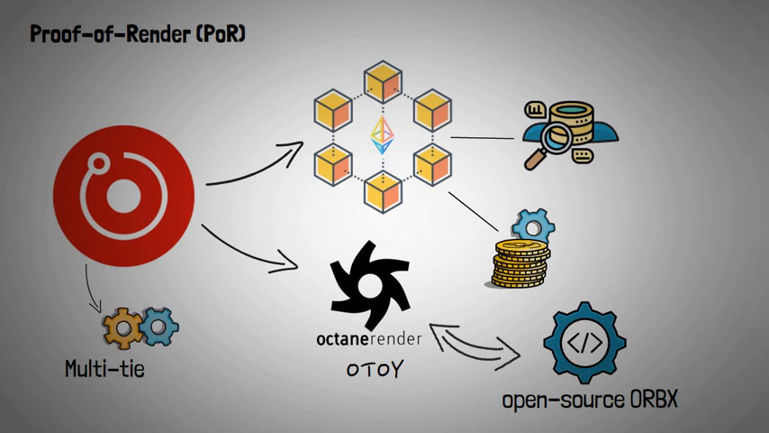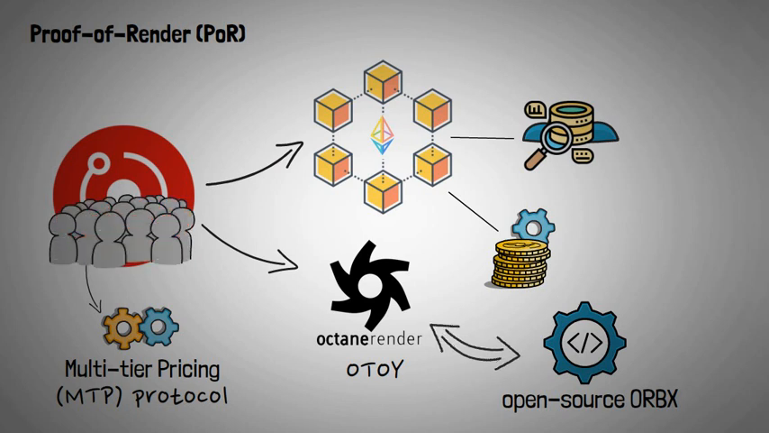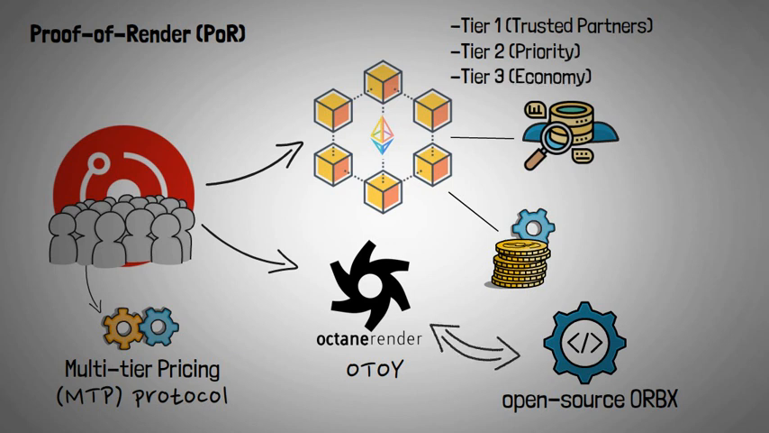Render relies on a multi-tier pricing protocol that uses users' reputation scores to determine job allocation and ensure high service quality. Customers or creators can choose from 3 tiers, which includes Tier 1 or Trusted Partners, Tier 2 or Priority, and lastly, Tier 3 or Economy.